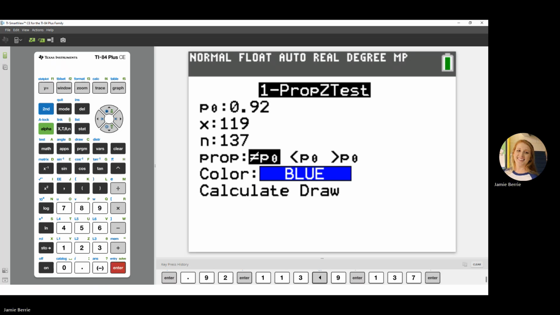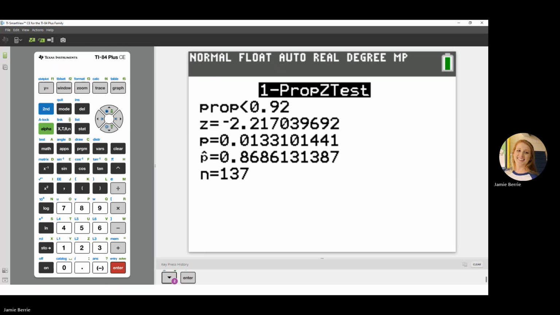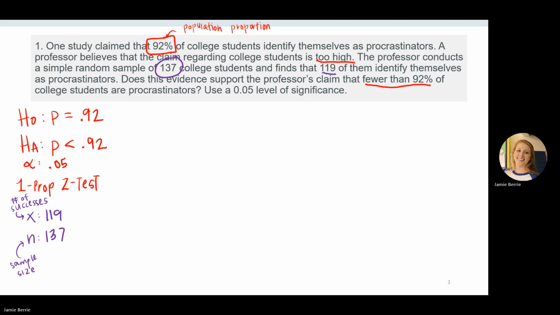137. All right. And then the alternative hypothesis was that it was less than 0.92. All right, then go down to calculate and we'll grab our p-value. There's our test statistic up there, negative 2.22. And then there's our p-value, 0.01. P is 0.01.